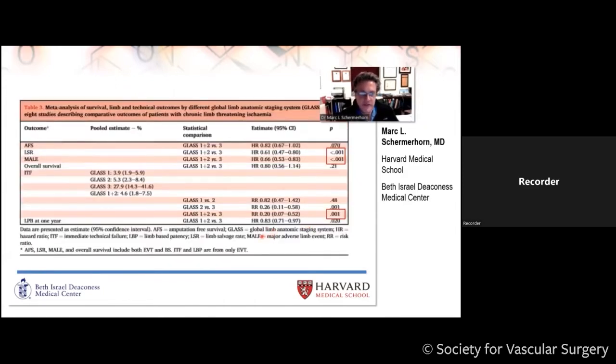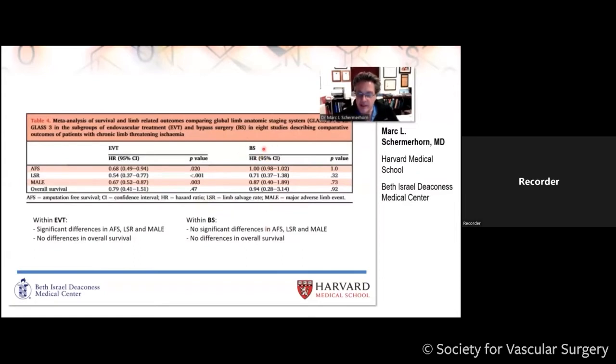So here are the hazard ratios showing those again. For amputation-free survival, no difference. Overall survival, no difference. However, limb salvage was statistically worse for stage 3, as was major adverse limb events. Immediate technical failure, no difference between GLASS 1 and 2, but GLASS 3 was worse than 1 or 2 with the relative risks here. And then limb-based patency, again, worse in stage 3 versus 1 and 2 with the hazard ratio here.